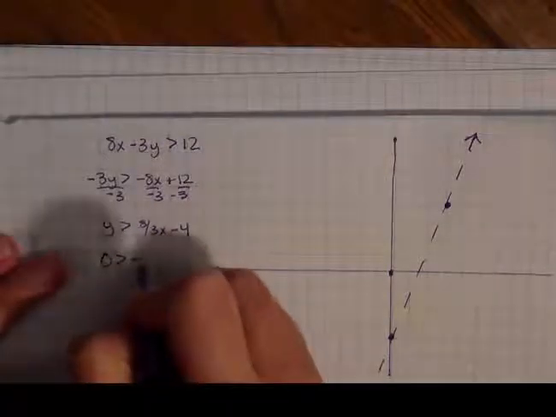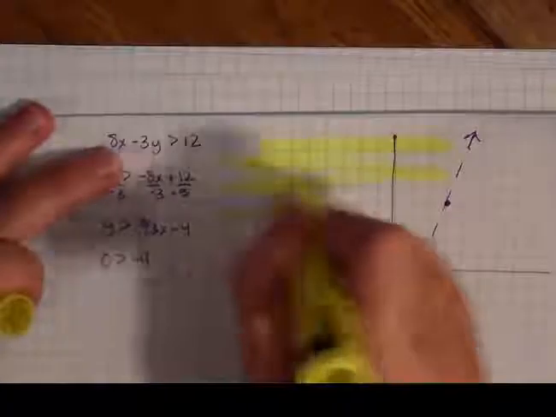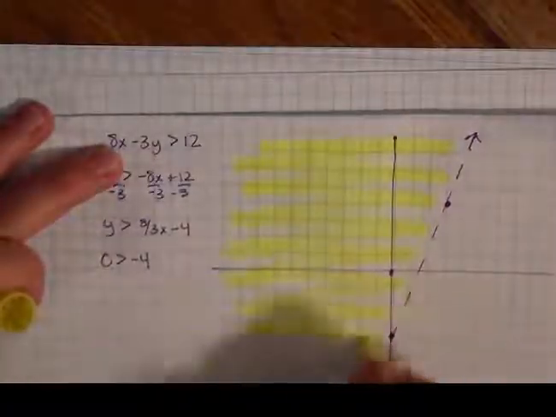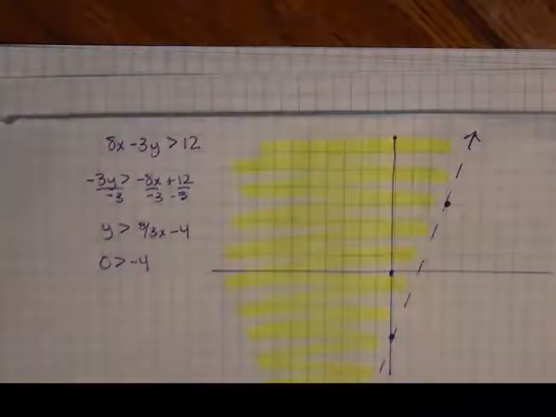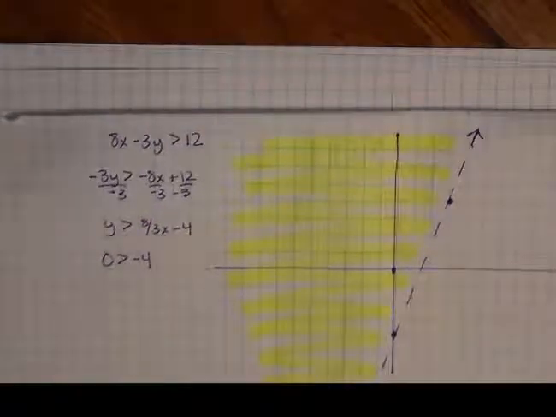I'm going to pick the point 0, 0 because it's not on the line. And I get 0 is greater than negative 4, which is true. And so I will shade this side of my graph. And that is how you graph linear inequalities in two variables.